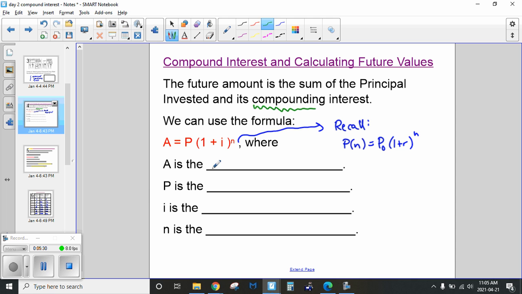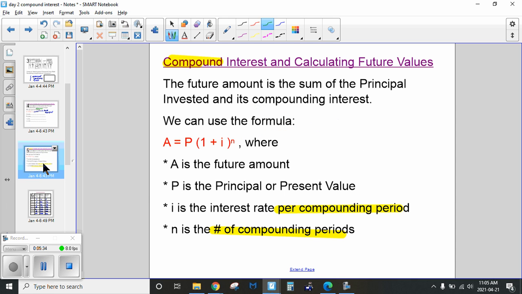I'm going to advance my slide here. I have it written out, typed out. A is the future amount of money, or future value, some people call that FV. P stands for principal, or present value. Sometimes people say PV for present value.